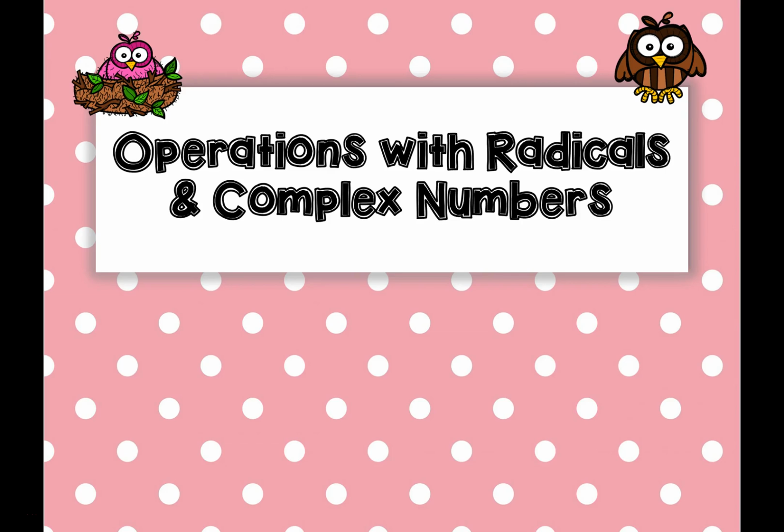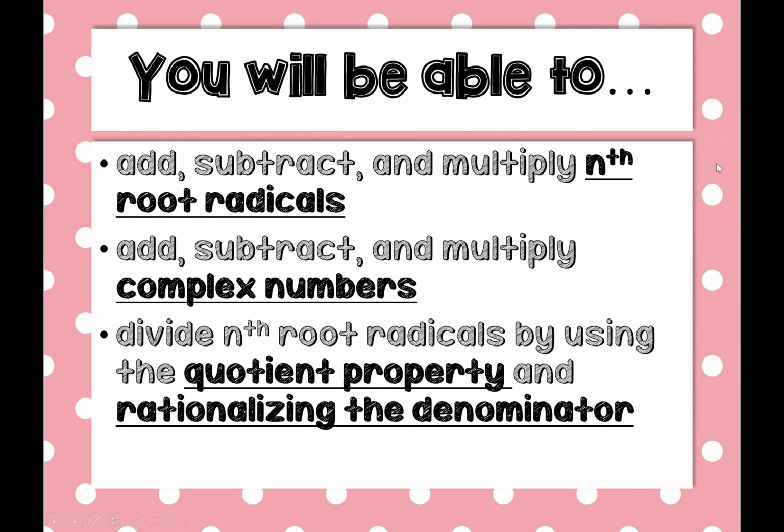Hi everyone, in today's video we are going to continue working with radicals. We are going to do operations with radicals, and we're also going to do operations with complex numbers today. So in this video you're going to learn how to add, subtract, and multiply nth root radicals. We're going to also add, subtract, and multiply complex numbers, and then we will do a little bit of division with nth root radicals, not with complex numbers. We're going to use the quotient property, and we're also going to rationalize the denominator.